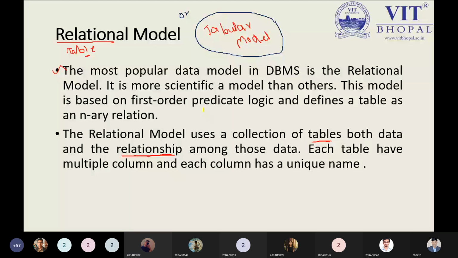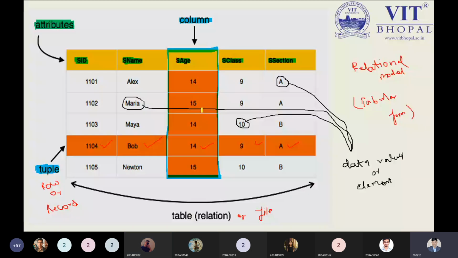No, sir. Okay, good. So this is the diagram in the tabular manner. Is it visible to all? Yes, sir. Okay. So this is the important diagram which describes the entire concept of the relation model.